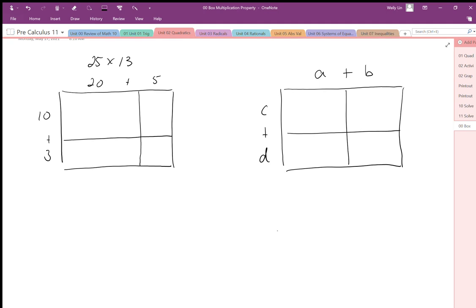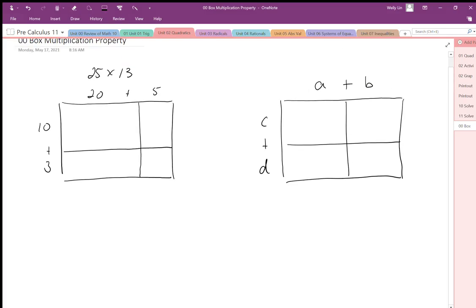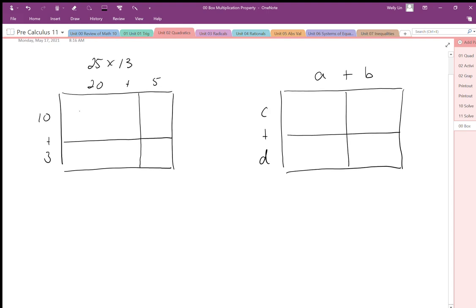When we do box multiplication, there is an interesting property that results from this multiplication. So if I do 25 times 13, I can decompose it into 20 plus 5 and 10 plus 3, and I get our multiplication as 200, 5 times 10 is 50, 20 times 3 is 60, and 3 times 5 is 15. Okay, and we can get the result. It works out to be, looks like 325.